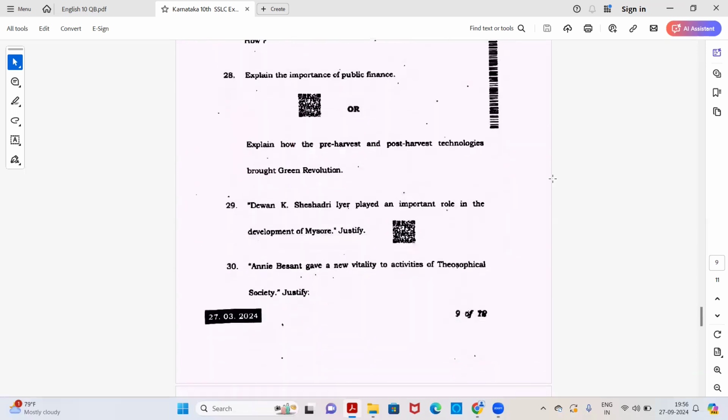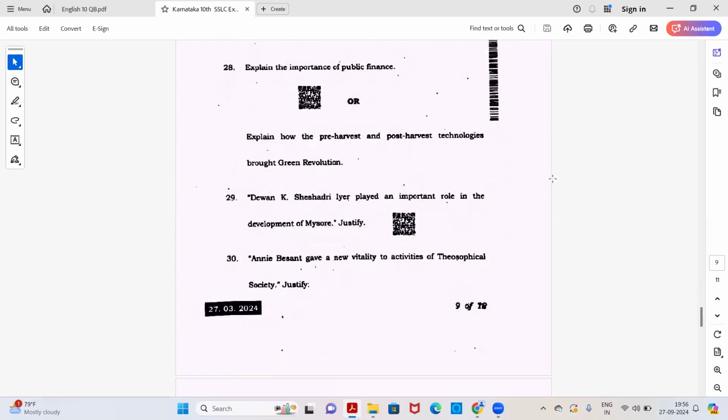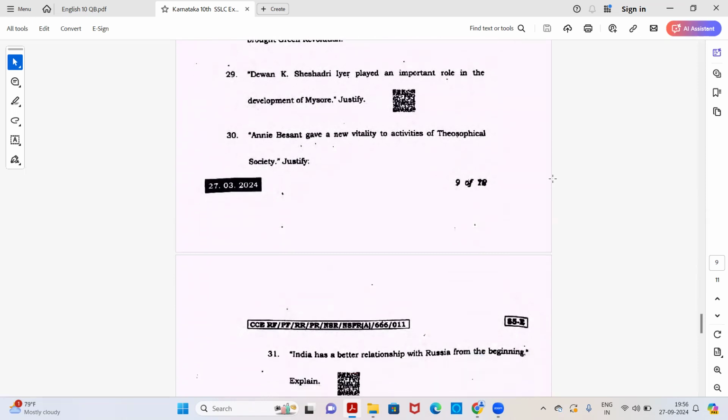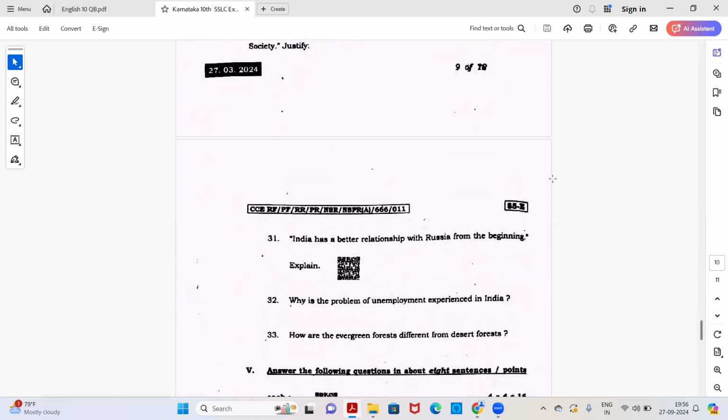Question 28. Explain the importance of public finance. Or explain how pre-harvest and post-harvest technologies brought green revolution. Again, anyone which you know the best can be attempted. 29th question. Diwan K. Seshadri Iyer played an important role in the development of Mysore. Justify. Next. Annie Besant gave a new vitality to activities of Theosophical Society. Justify. So here question 29, 30 is compulsory question. You don't have any options here.